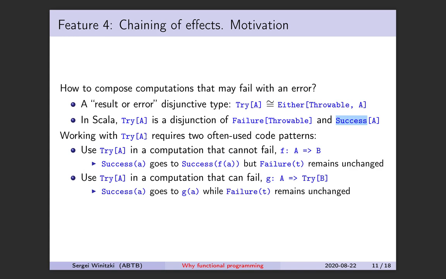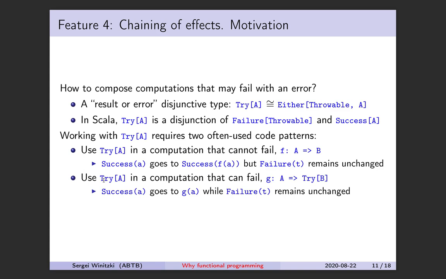So working with this type requires code patterns that time and again show up. The first of them is that you create this value, which could be an error, and then if it's not an error, you want to use that value in a computation, and that computation does not fail. So it's some function f from A to B that never fails. So then you want that Success of A is transformed into Success of f of A, but Failure of some t, where t is a Throwable, remains unchanged. So that's what you want.